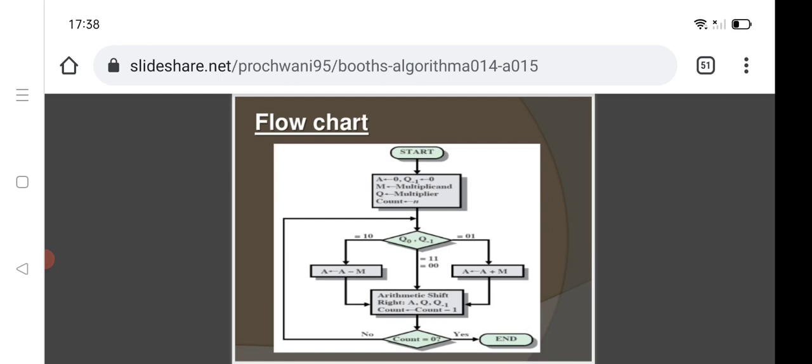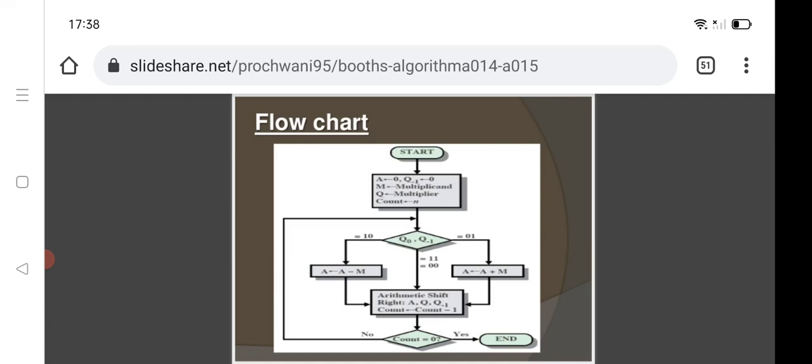Okay, so whenever I am doing the arithmetic shift right, the MSB bit, without shifting, whatever it is there, that value will remain the same after doing the shift operation. It will not be loaded with 0.